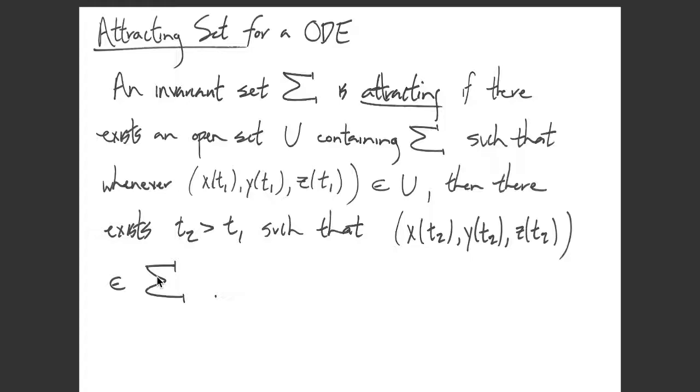So there's this region around the invariant set, and even though that's not part of the invariant set, if you start the solution trajectory in this region U, then the solution will be attracted to the invariant set. And of course, once the solution enters an invariant set, it stays in that invariant set for all time. So the Lorenz attractor and the Rossler attractor are both attracting invariant sets in this sense as well.